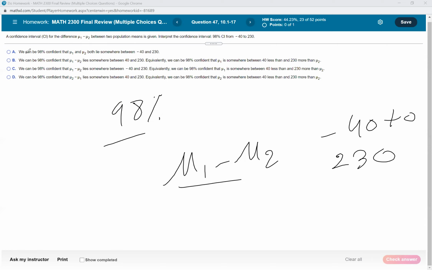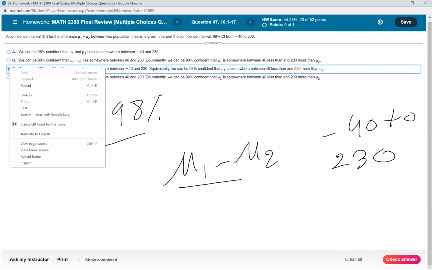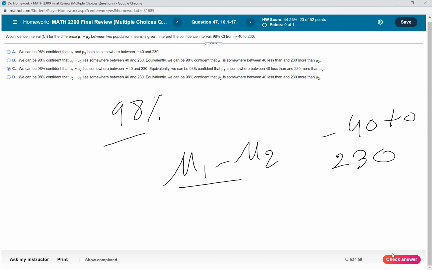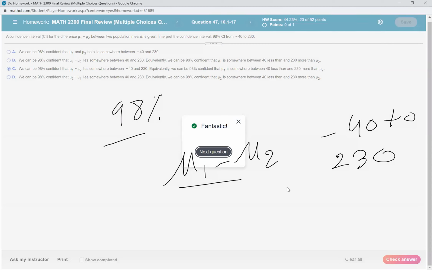Okay, so what is the first one? We can be 95.8% confident that mu1 and mu2 both lie somewhere between. This is not correct. We can be 98% confident that mu1 minus mu2 lies somewhere between -40 and 230. So the correct answer should be this one, C: we are 98% confident that mu1 minus mu2 is between -40 and 230.